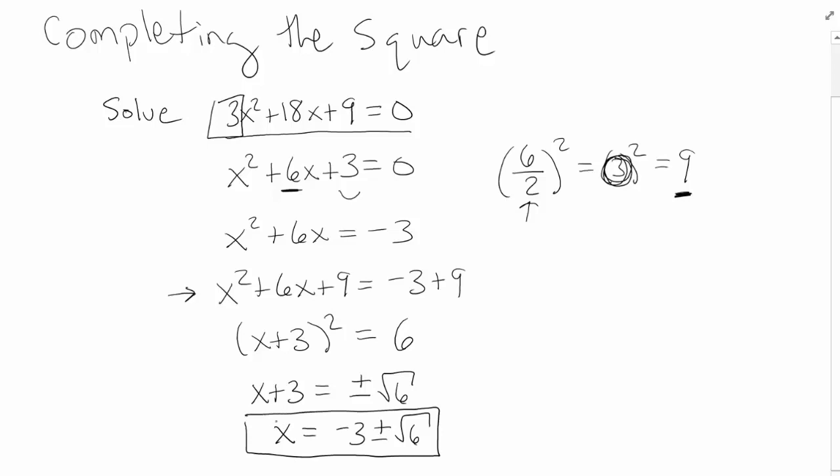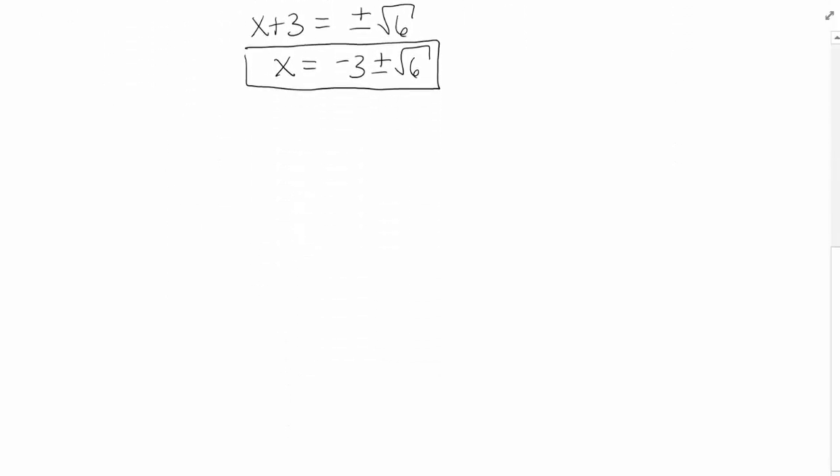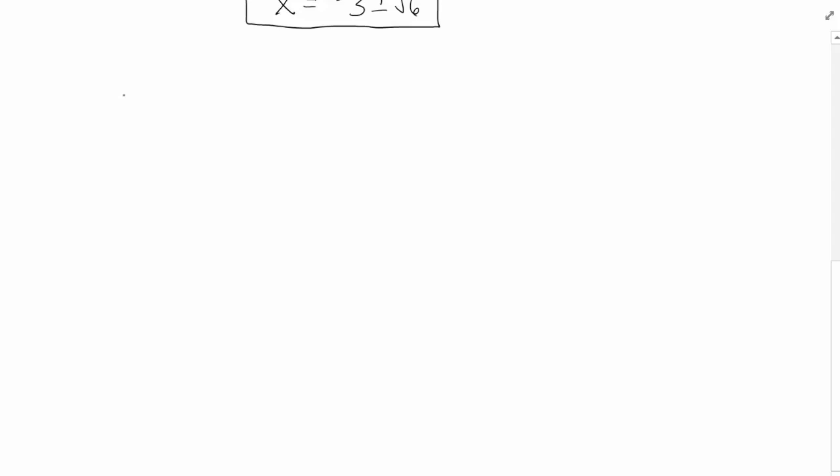Okay, let's do another example, and this next one is going to have fractions in it. So let's solve the following. Let's go with 6x squared is equal to 2 plus x. The first thing I have to do is get it into the correct form. I'll go with everything on the left-hand side, so 6x squared minus x minus 2 is equal to 0.